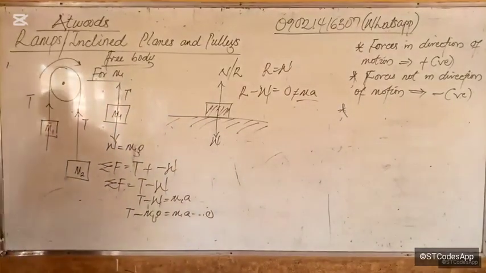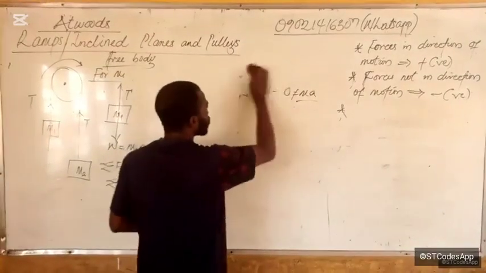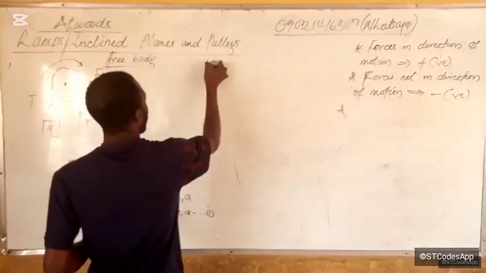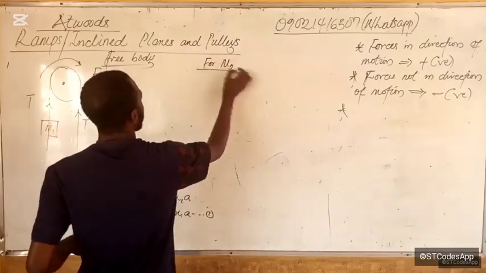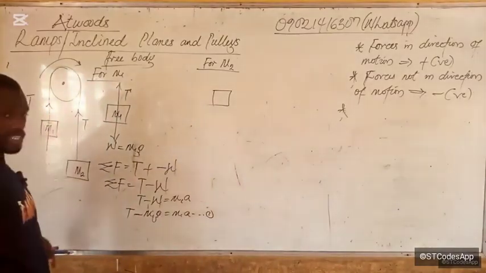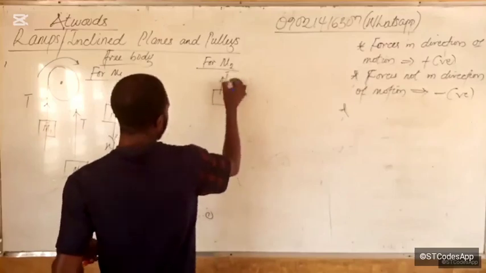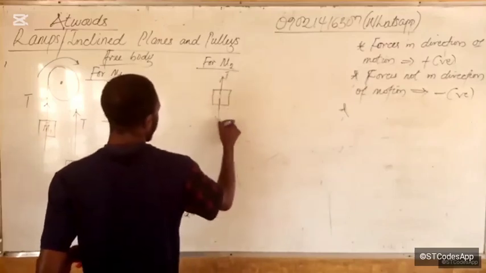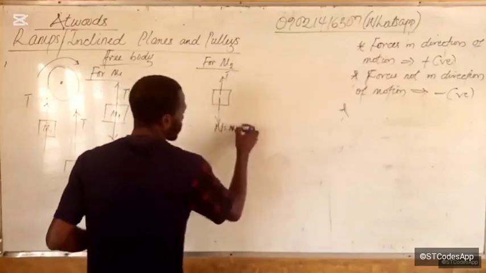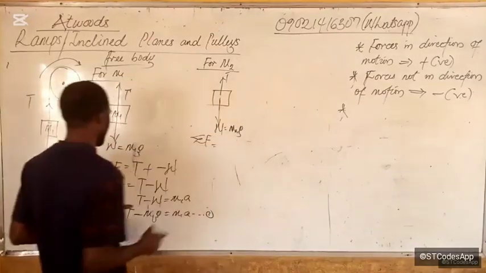Now, for body 2, for M2, we're also going to draw the free body of that to analyze the sum of forces that are acting on it. For M2, the free body will be something like this. There will be a weight, a force acting downward, and tension acting upward also. Keep in mind that tension is the same here. So weight in this case will be M2G. So it means that the sum of forces on this guy will be equal to what?